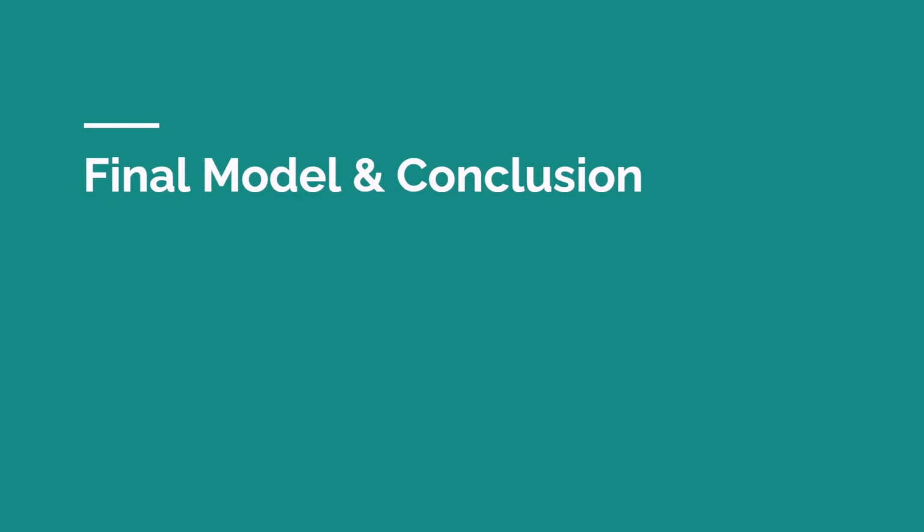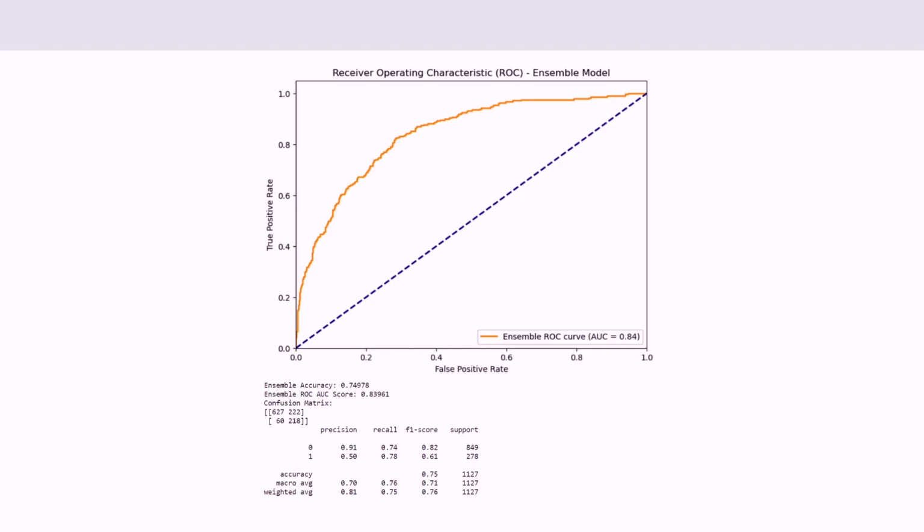Final model and conclusion. We prepare an ensemble model with logistic regression and gradient boosting. It scores 75% for accuracy and a ROC area under the curve of 84%. We incorporated a threshold of 0.3 to create a balance between recall and precision.